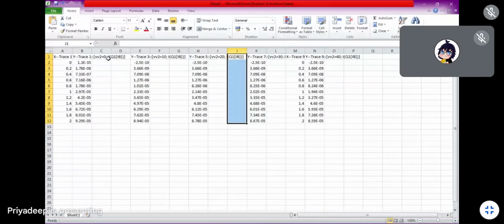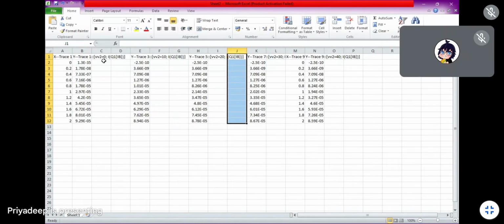Yes, ma'am. For this 0 value, you are getting these number of IB values, okay? These are the IB values. Y trace is nothing but the IB value for VCE is 0, okay? Yes, ma'am.